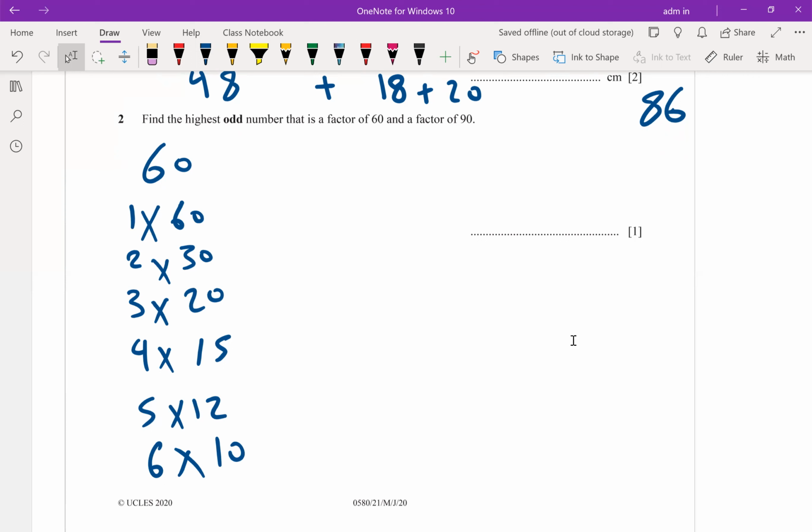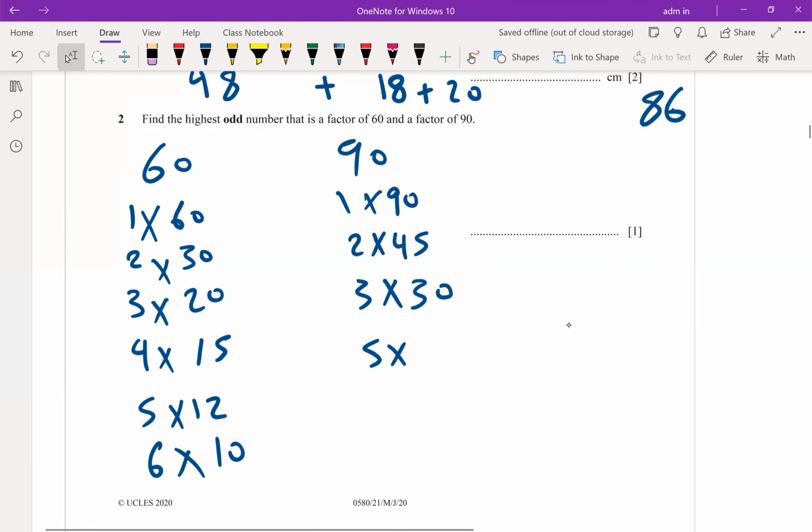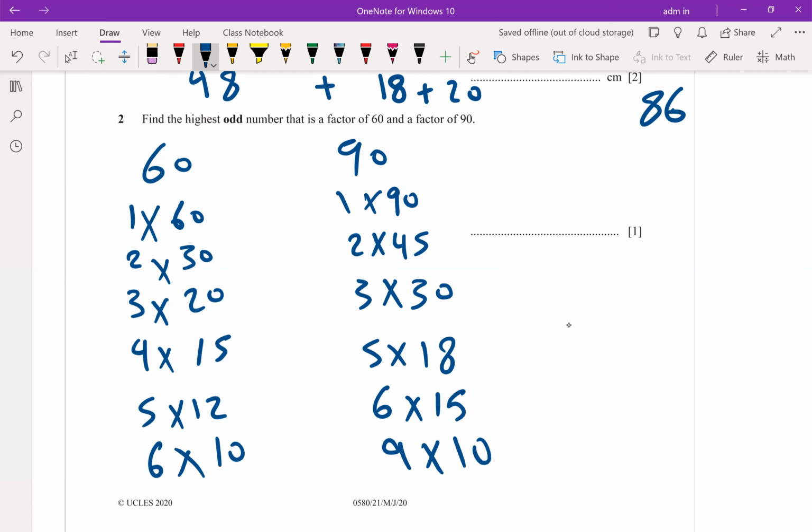How to list all the factors of 90? Start from 1. 1 times 90, 2 times 45, 3 times 30. 4 times, if you divide 90 by 4, it is not accepted, right? 5 times 18. 6 times, 90 divided by 6, is it 15? 15. 7, 8, then 9 times 10. This is all the factors of 90.